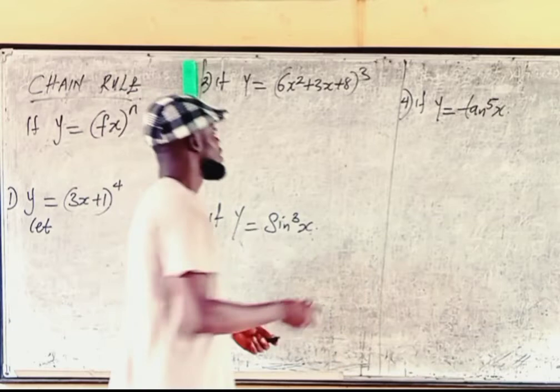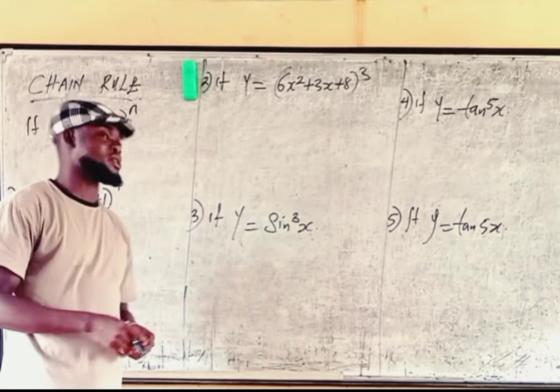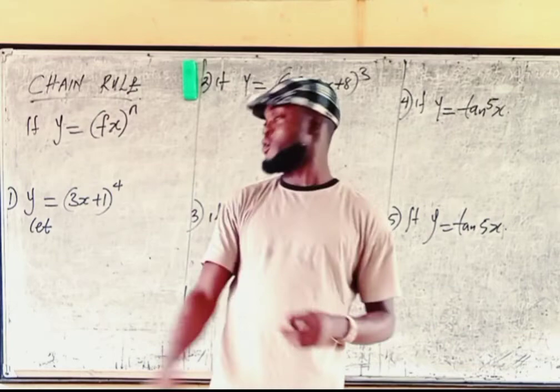So what you do, let me ask you number 5. Let's say we have if y is equal to tan 5x. I have questions 1 to 5 now, so let's go at it. Although I'm going to dash through everything using some special and lovely shortcuts. So let me come from this end, so that we know that we're working with your textbook as well.